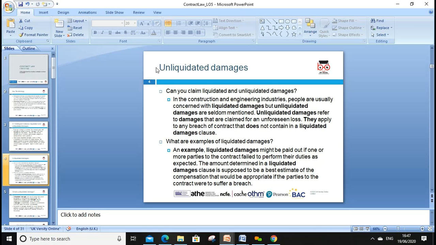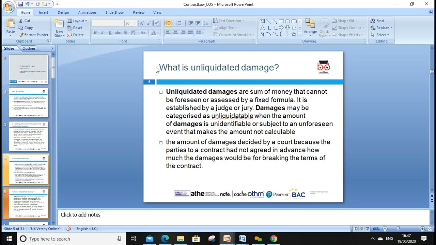The amount determined in a liquidated damages clause is supposed to be the best estimate of the compensation that would be appropriate if the parties to the contract were to suffer a breach. What are unliquidated damages? They are sums of money that cannot be foreseen or assessed by a fixed formula, because there is no fixed formula or written agreement. It is established by the judge or the jury.